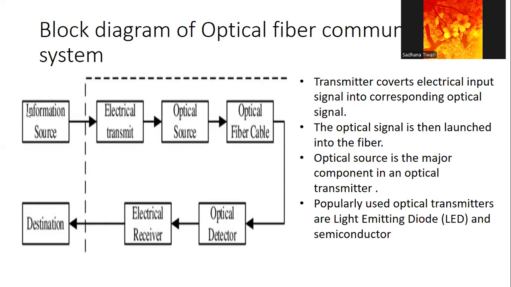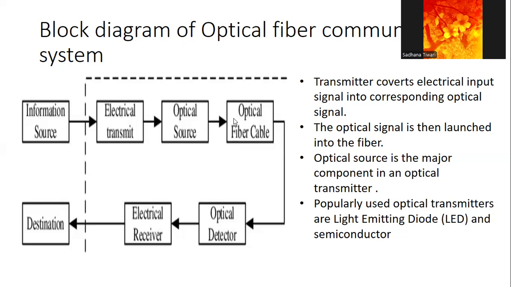Here you can see this is the information source from where the signal or data is generated, and this is the destination. So in between information source and destination, there will be different blocks like electrical transmitter, optical source, optical fiber cable, optical detector, and electrical receiver. The optical fiber cable is a transmission cable through which the information is transmitted.